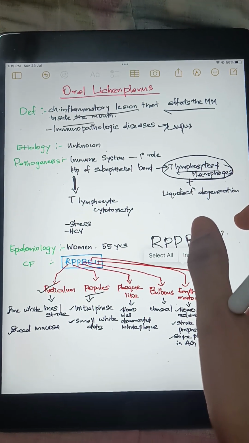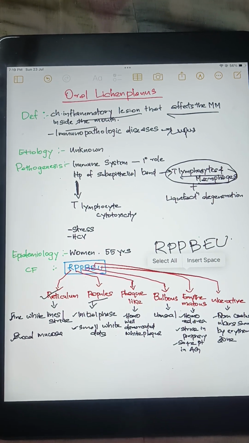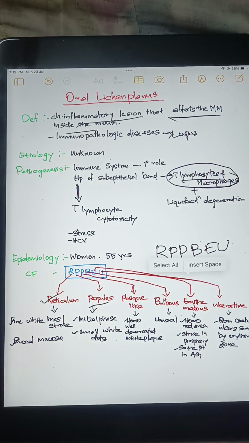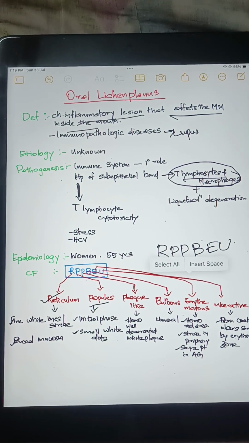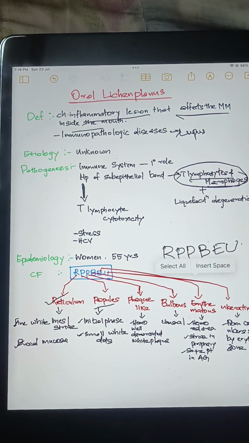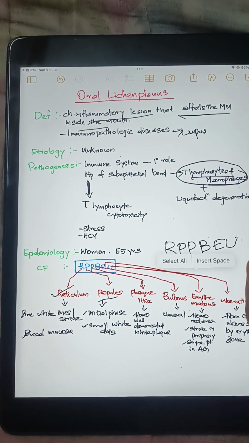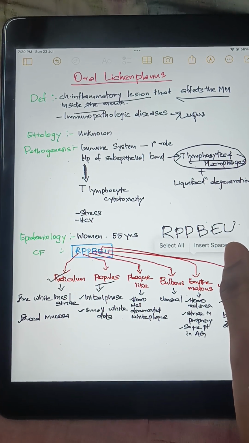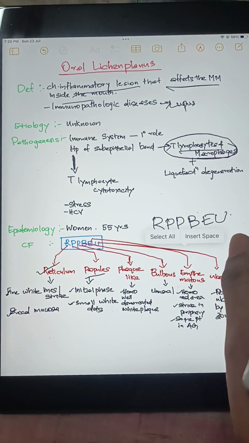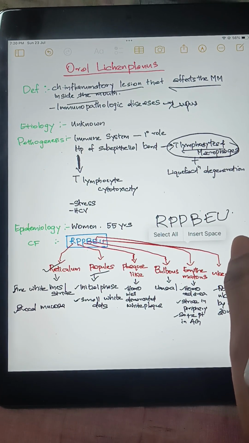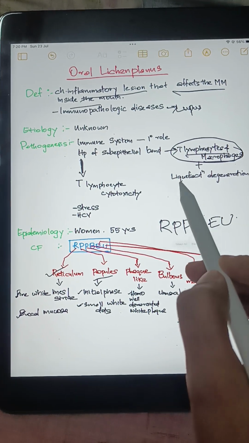The etiology is not known, but the pathogenesis is clear. The primary role in the pathogenesis of lichen planus is the immune system. Histopathology is characteristic: a subepithelial band dominated by T lymphocytes and macrophages. Also, degeneration of basal cells can be seen. That is called liquefaction degeneration.